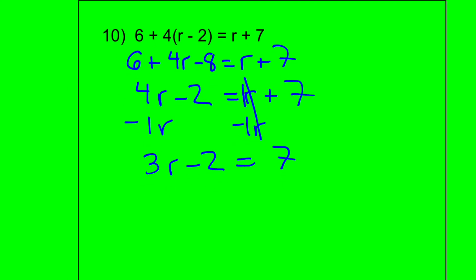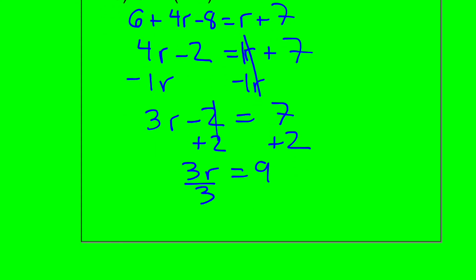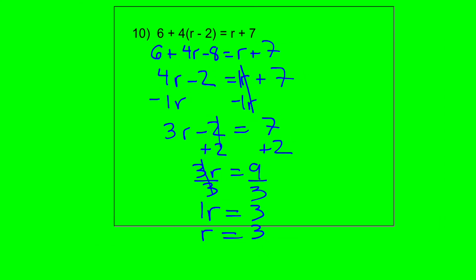And now I'm left with a 2-step equation. Plus 2, plus 2. And I'm left with 3r equals 9. Divide by 3, divide by 3. And I'm left with 1r equals 3, or r equals 3. Look at that. It's all the skills we've been using, all the skills put together. Just work through it sequentially like that. You can do it. I hope that helps with your assignment today.